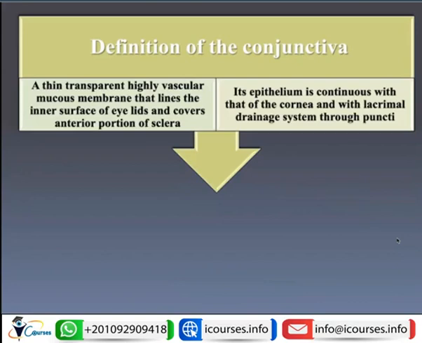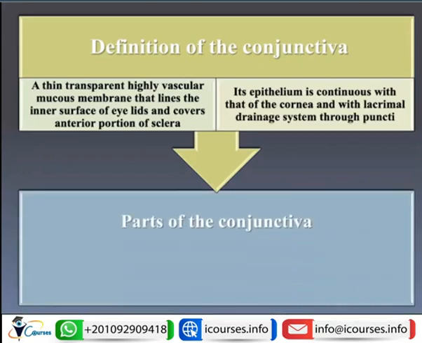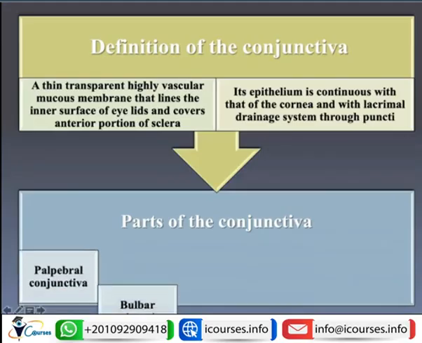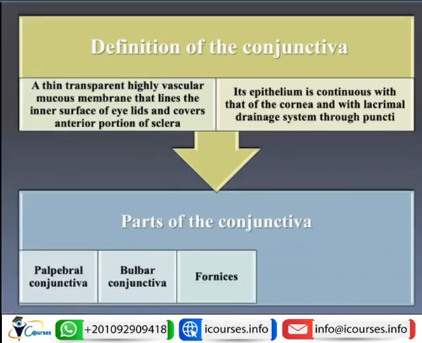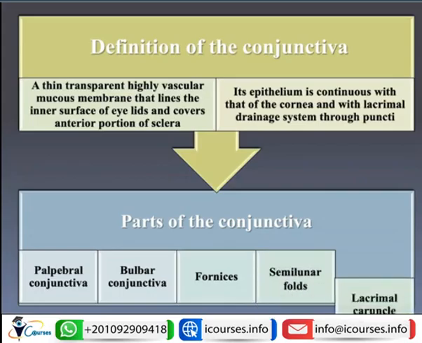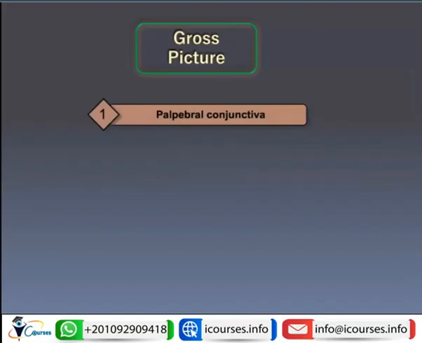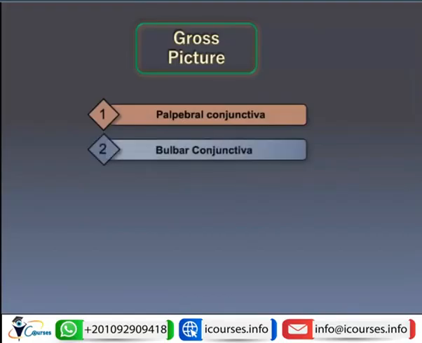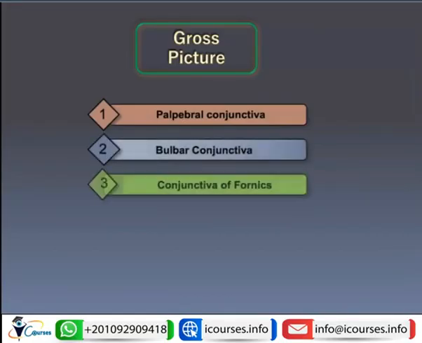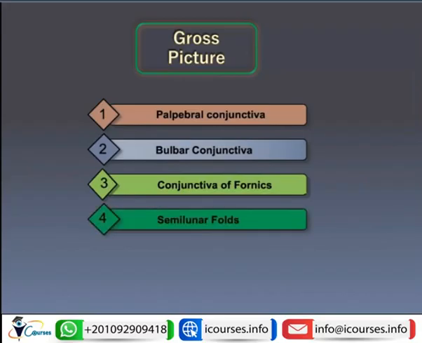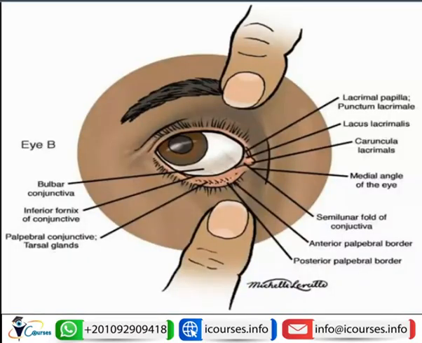and continuous also with the lacrimal system through the puncti. It has several parts. We have the palpebral conjunctiva, bulbar conjunctiva, fornices, semilunar folds, and lacrimal caruncle. So let's discuss the gross picture of the palpebral conjunctiva, bulbar conjunctiva, fornices, semilunar folds, and caruncle. Where are these structures located?